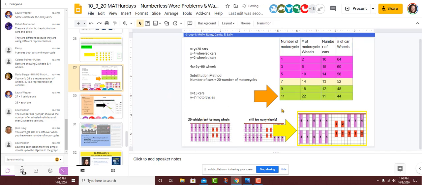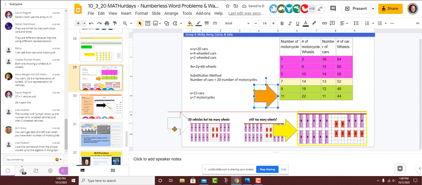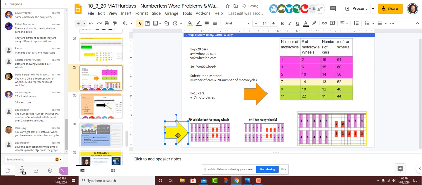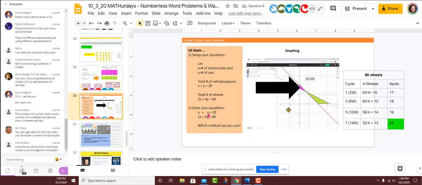So now we can take other people's models and start to say, when we have too many wheels, is that represented in the pink area or in the green area? We can start to give visual representations to these very abstract graphs, and that is what algebra is all about.